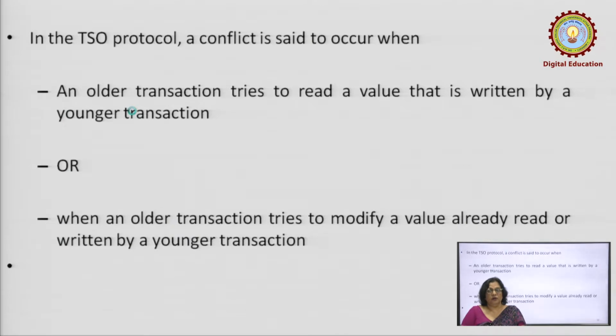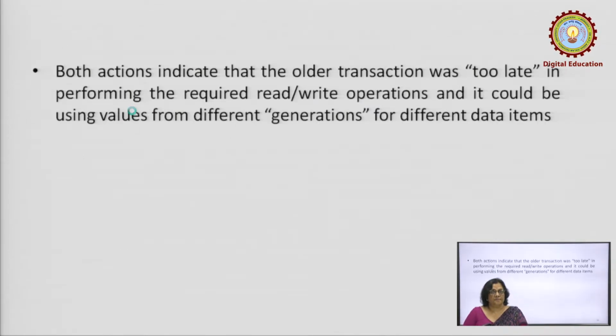In a TSO protocol, a conflict is said to occur when an older transaction tries to read a value that is written by a younger transaction, or an older transaction tries to modify a value that has already been read or written by a younger transaction, and when conflicts occur, the transactions are forced to roll back. Both these actions indicate that the older transaction was too late in performing the required read or write operations, and it could be using values from different generations for different data items.